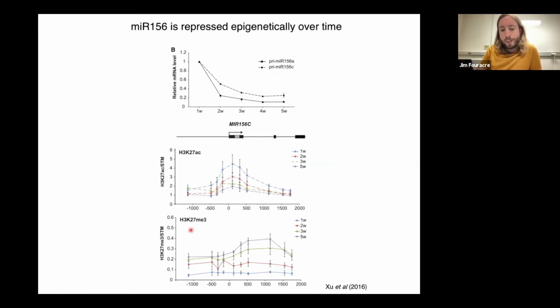Likewise, you have an inverse pattern for this repressive histone mark, H3K27 trimethylation, which increases gradually from 1 to 2 to 3 to 5 weeks. So it looks like this balance of active and repressive histone marks is critical in the regulation of 156C.